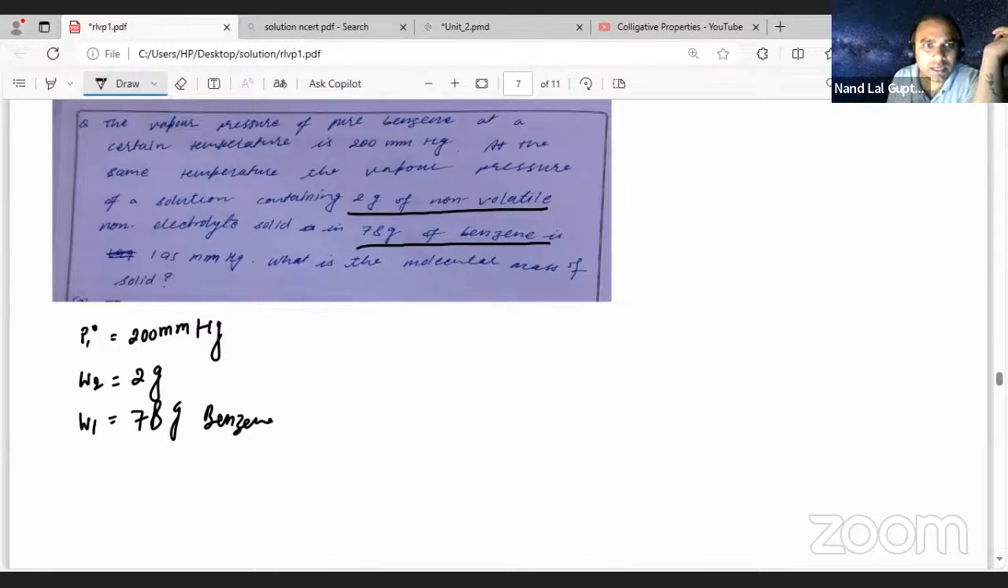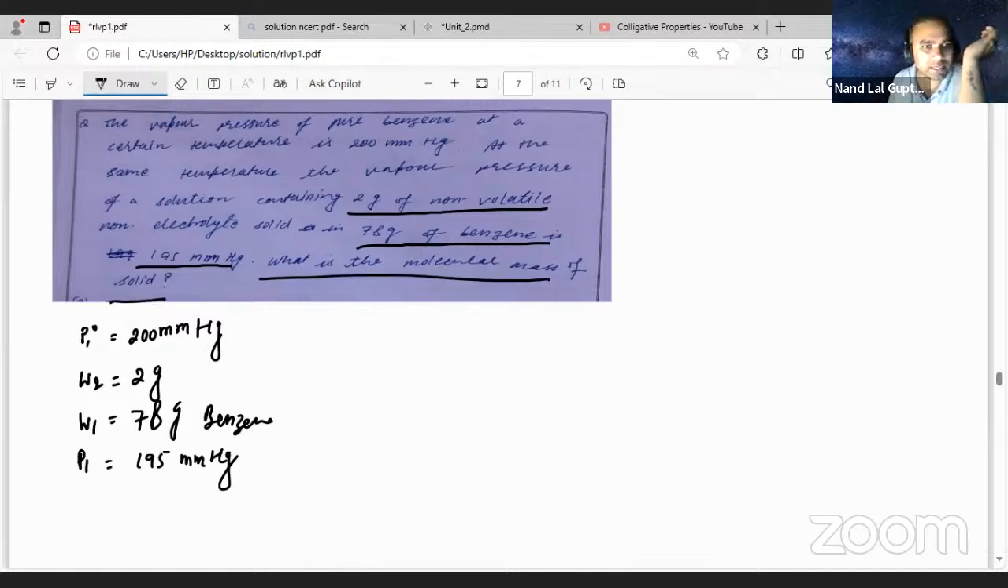Vapor pressure of solution is 195 mmHg, so P1 is equal to 195 mmHg. A little bit here, the handwriting you may find difficult. What is the molar mass of the solid? They are asking for M2. This you will be able to do.